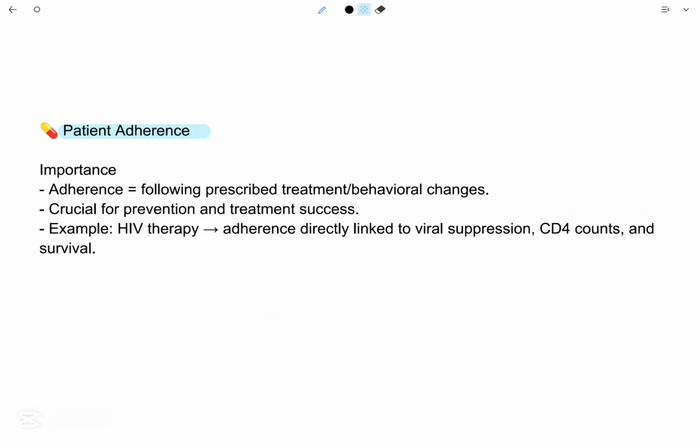Patient adherence is basically asking the patient to stick to the prescribed medicines. Importance: adherence, following prescribed treatment and behavioral changes, is crucial for prevention and treatment success. For example, in HIV therapy, adherence is directly linked to viral suppression, CD4 counts, and survival.